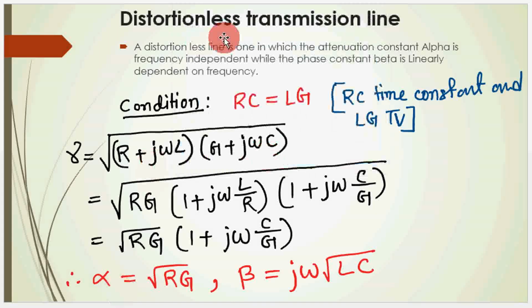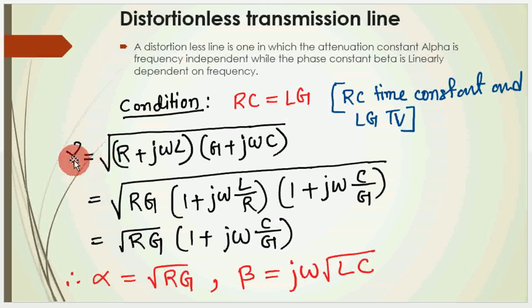So the distortionless line, the definition is that the distortionless line is one in which the attenuation constant alpha is frequency independent, while the phase constant is linearly dependent on frequency. So the condition is that RC equals LG. How to remember? Here RC is the time constant of an RC circuit, or LG, the LGTV. This way you can remember RC equals LG.